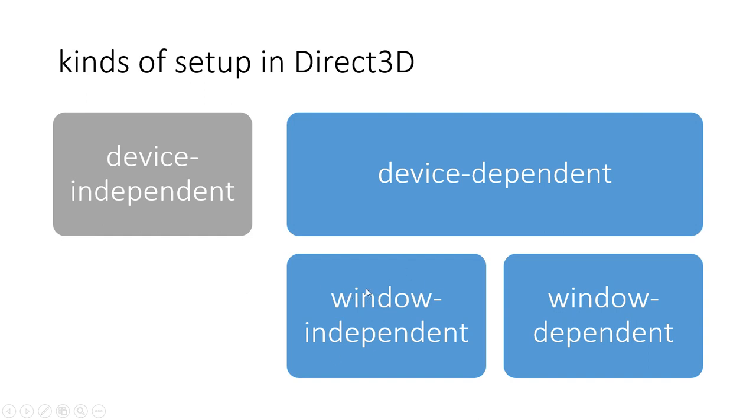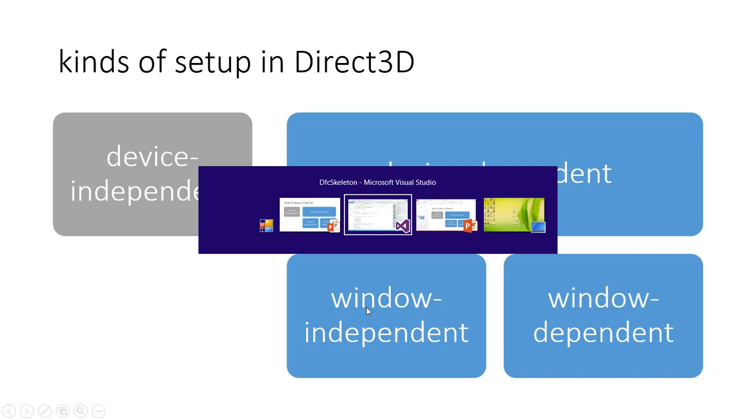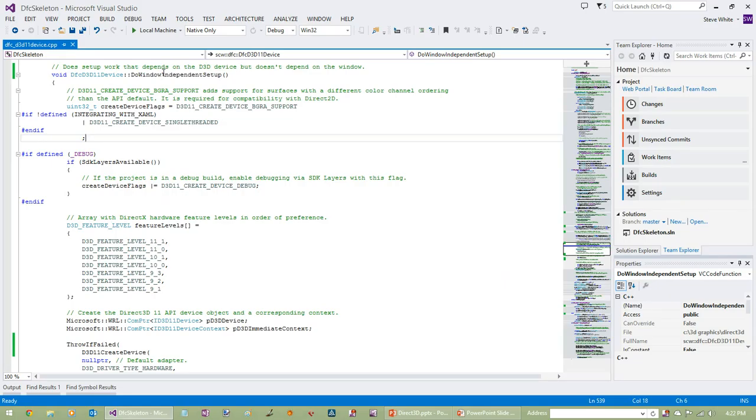So for example, if the device is lost, if something goes wrong with the display driver and you need to reset things, then this is the function that you need to call again under that condition. So let's take a look at the code. My version of this function, I call it do window independent setup because that makes sense to me, and like the comment says, this is the work that depends on the device but not on the window.